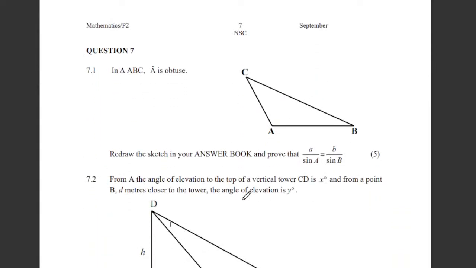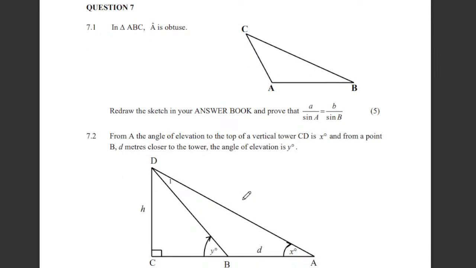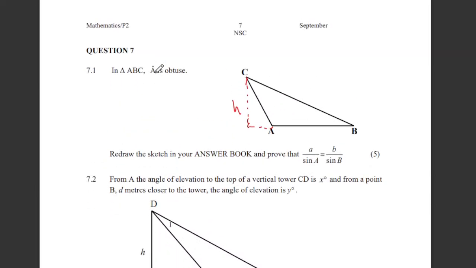Which is also trig, but this is the 2D trig. Yeah? They want you to redraw the sketch and then prove. So when they ask you to redraw, normally questions that have to do with proofs will have constructions involved. Please do the constructions. Create a height in this case. So this will form part of the rules.